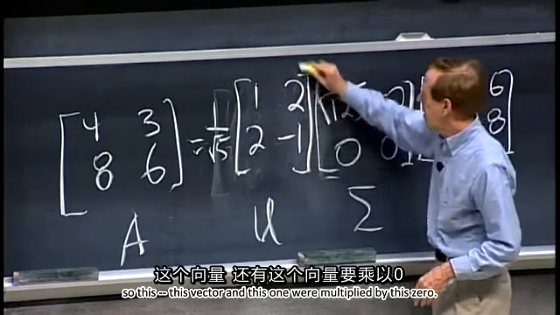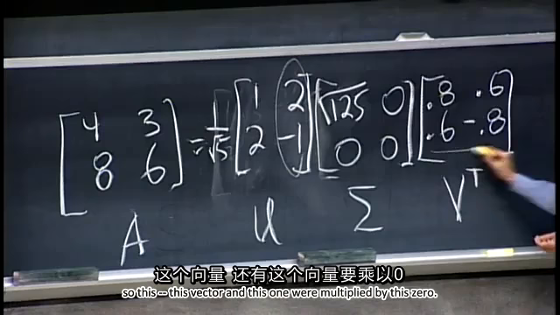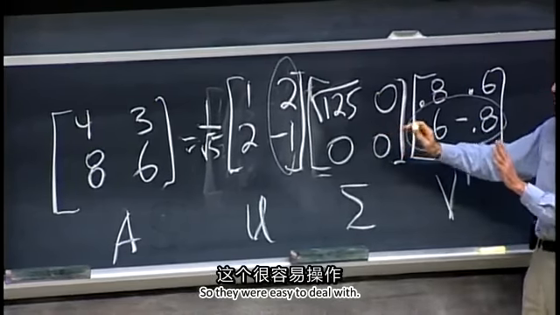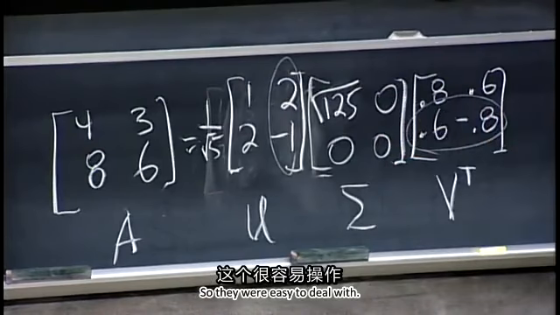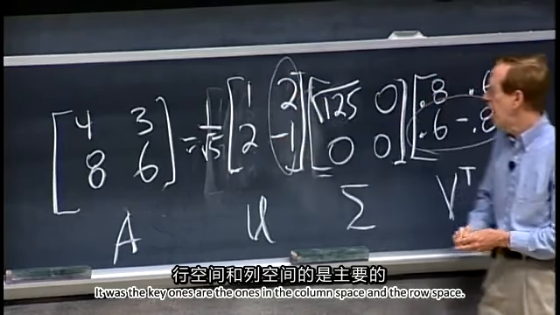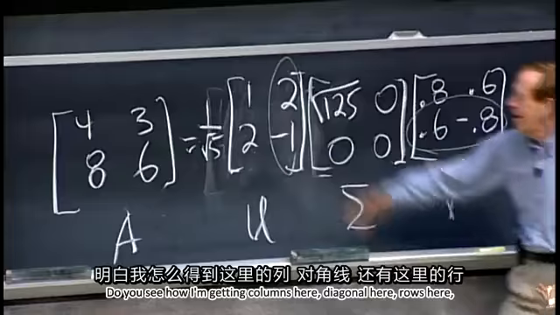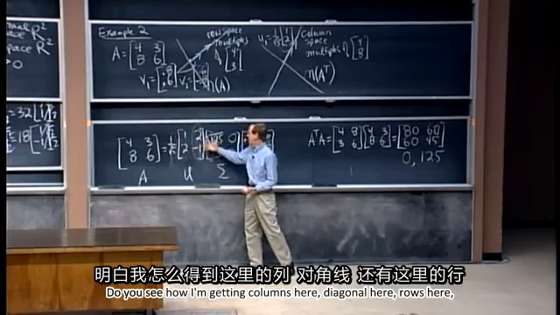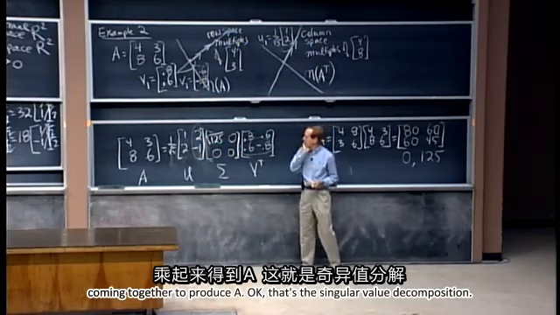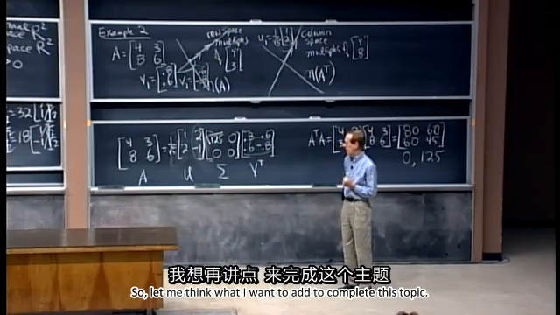So this vector and this one were multiplied by this 0. So they were easy to deal with. The key ones are the ones in the column space and the row space. Do you see how I'm getting columns here, diagonal here, rows here, coming together to produce A? Okay, that's the singular value decomposition.